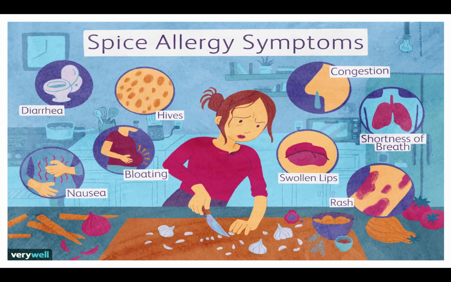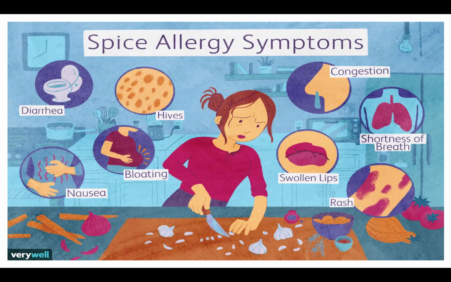They might have nausea, so they feel like vomiting and all those. They might have congestion or a runny nose. Some might have shortness of breath. Rashes would be there. Swelling of the lips also can be there. Lips would get swollen up. So all these kinds of symptoms you might find in a person who is allergic to some kind of spices. So all these things are allergic.